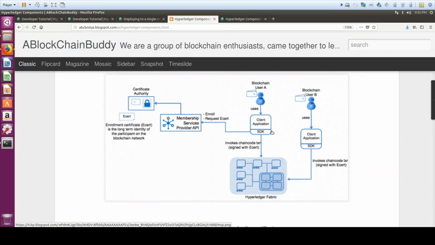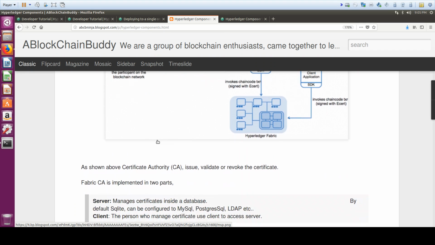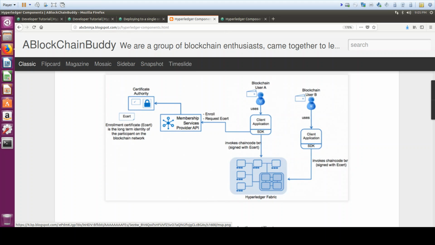So let's see the diagram. This is the network. A user comes, and first he has to get a certificate. A certificate request is sent to the MSP, and the request is forwarded to the certification authority, which generates the certificate and it flows back to the user. At this point, when he gets the certificate, he starts communicating with the network. So this is where the MSP and the certification authority sit. This user seems to have a certificate already, so he is communicating with the network.